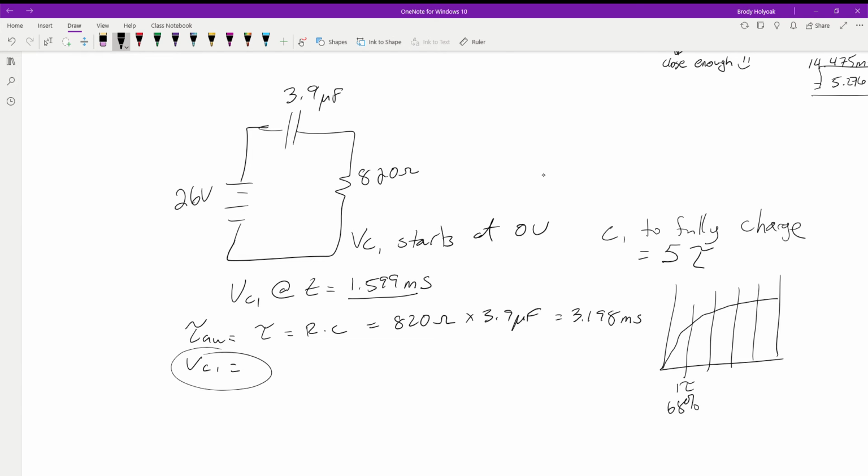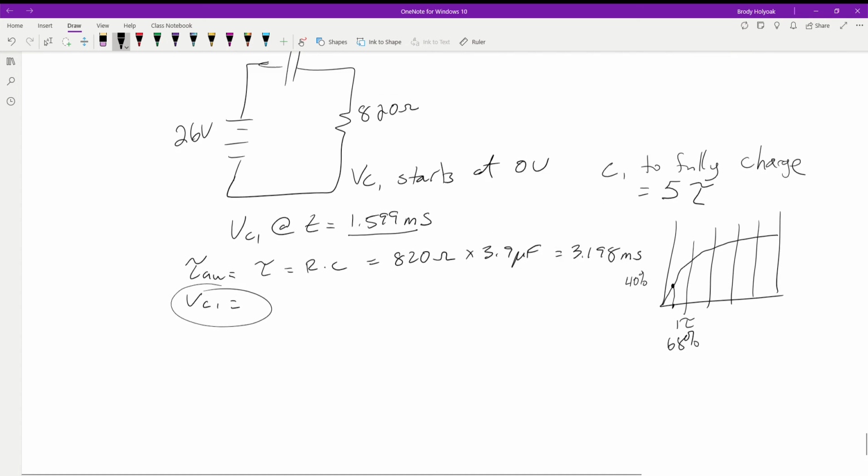So this time is 1.59 milliseconds versus the 3. That means time-wise we're going to put it about half, which means we'll probably see the voltage right in this range. So my guess is probably around 40% charge, just off the top of my head. Okay, how do we actually calculate that?